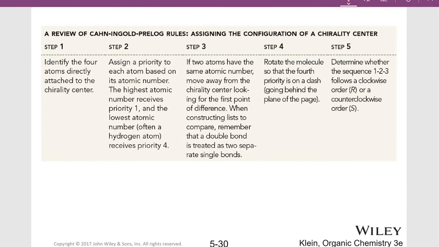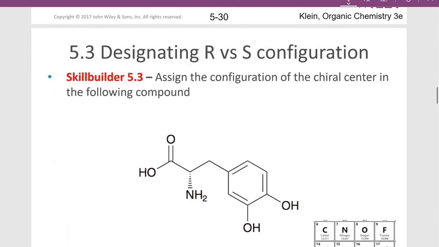So here are our steps. Identify the 4 atoms directly attached to the chirality center. Assign a priority to each atom by atomic number. If they have the same atomic number, move away until you find the first point of difference. Rotate the molecule so that the 4th priority group is on a dash, pointing away from you, and determine the sequence 1 to 2 to 3, whether it follows a clockwise or counterclockwise order.